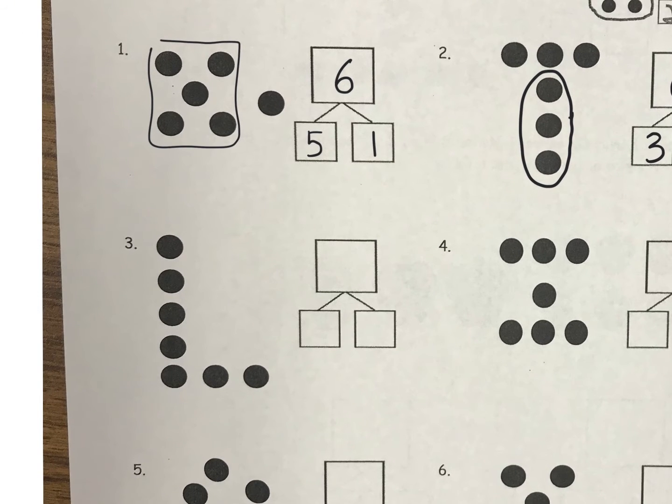Yadira, what part do you see that we can circle on the next one? Looks like an L. How many? The line going up and down? 5. She sees 5 going up and down right here. So let's circle those 5 together. I already did. So one of my parts is 5.